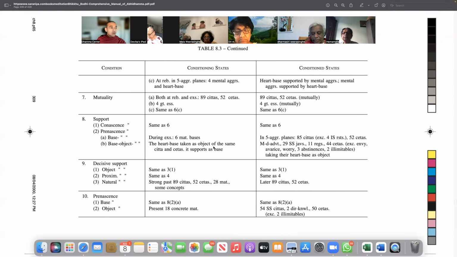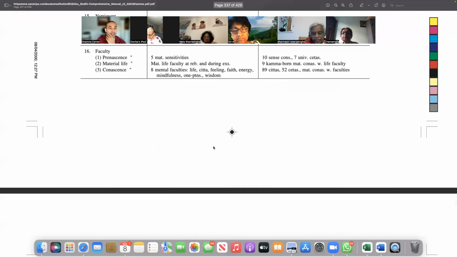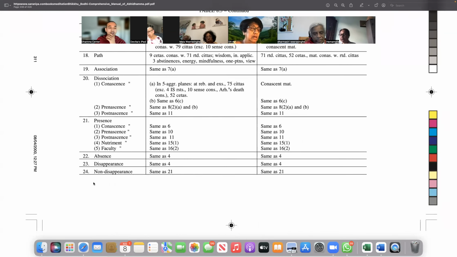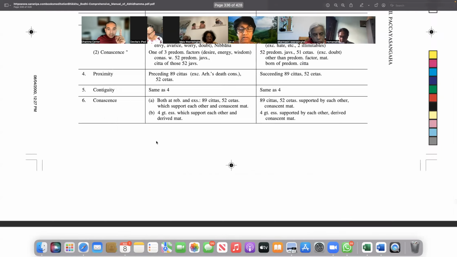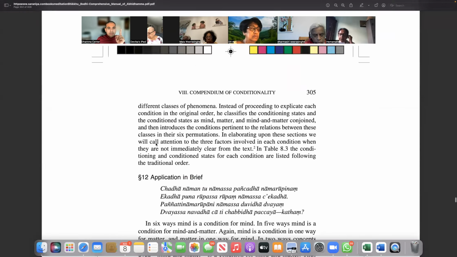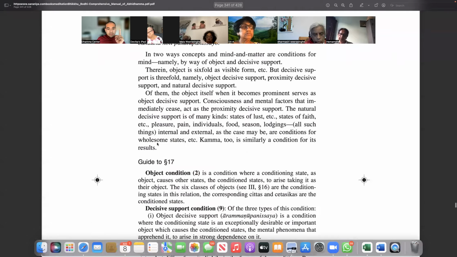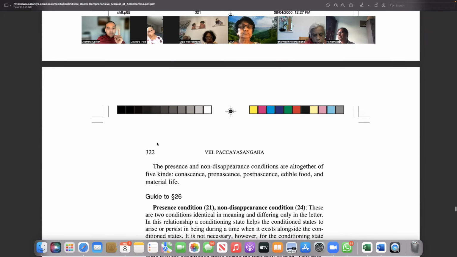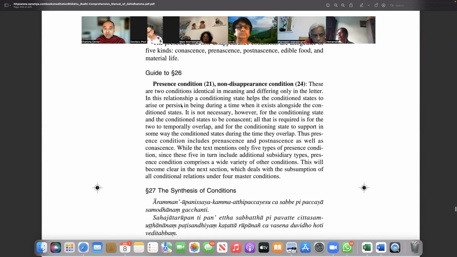non-disappearance. Non-disappearance condition. Can someone kindly point out the page for non-disappearance? It is, of course, 21, presence. That's also 306. I think it's 322. Yes, it is. Oh, good. It's both there. These are two conditions, again, identical in meaning and differing only in the letter.